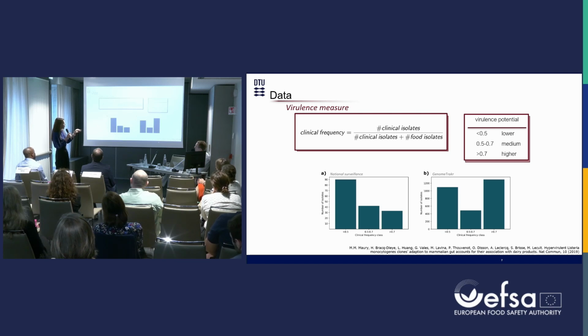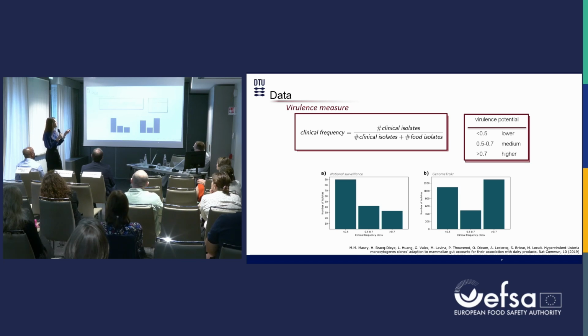And if you look at the distribution of the strains that we use in the training, we have two sets of data. I'm going to talk about this later. But look at just the national surveillance data that we got from France and Denmark. It makes sense that the highest virulence potential isolates should have a smaller number than the other ones. Otherwise, we would be infected a lot by Listeria monocytogenes, right? So it makes sense that we divide into something like this.